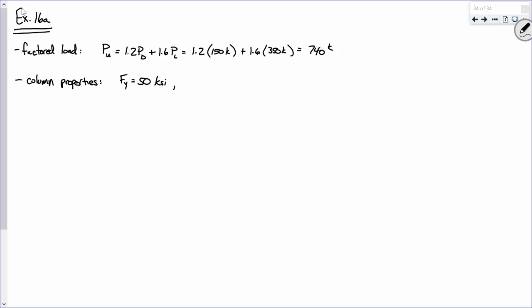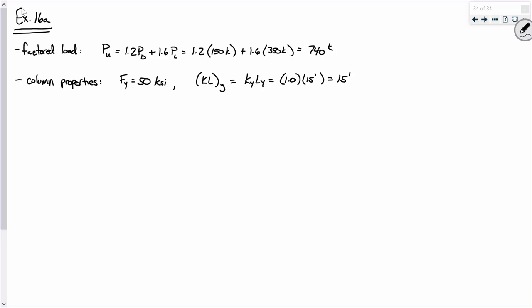15. All right, K. How are we going to determine what K is? It's pinned, so 1. There we go. So KL, and in this case we're looking it up in the Y direction, is KY times LY, which is 1 times 15 feet, which is 15 feet.